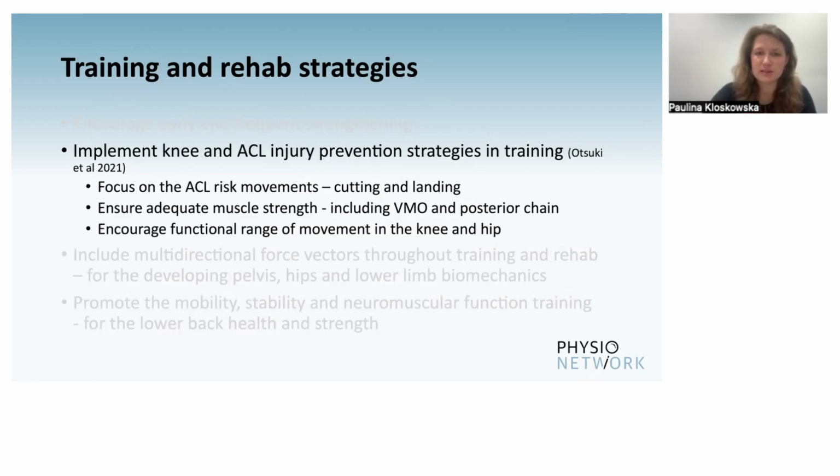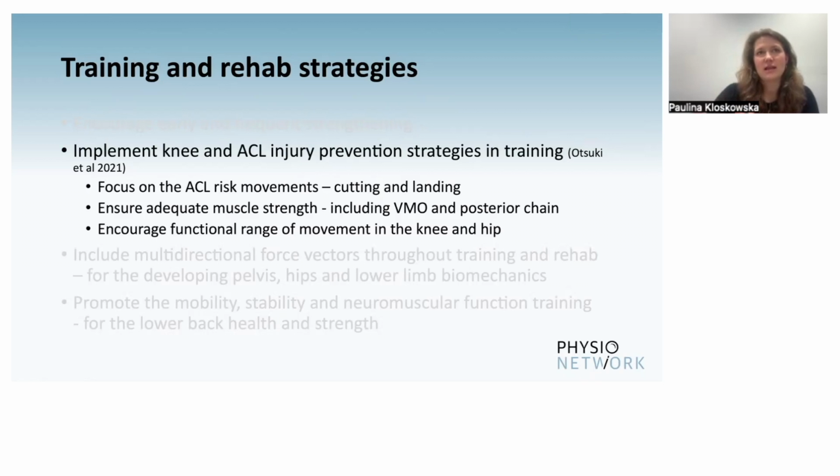can already implement. What we can see as well from one of the previous papers is that the range of movement in the knee and hip, particularly during cutting movements and in sports that include cutting movements, is reduced. So encouraging strategies for rehab, prehab, training, and injury prevention that include this functional range of movement in the knee and hip is important.